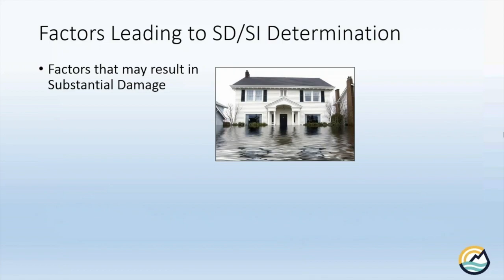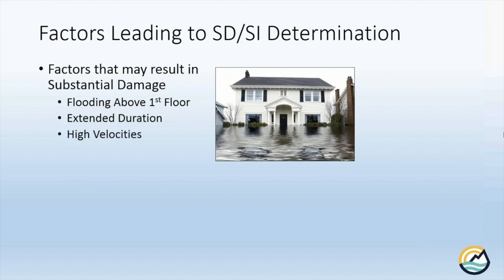Some of the different factors that can lead to a substantial damage or a substantial improvement determination include things like anytime you have flooding in or above the first floor, deep water. It's going to be pretty much substantial. Anytime you have water up for an extended duration, that water is going to seep into everything: your wood, your drywall, your insulation, your electronics. So it's going to be pretty much substantial. Anytime you have high velocity, fast-moving water hitting it, you could have cracks in your foundations, or your building could be knocked off its foundation.